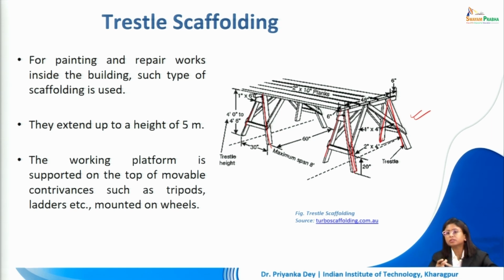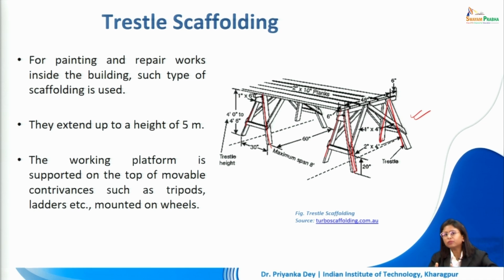Now this is definitely not used for external applications. So if you want to do some repair work or painting or plastering outside or on an external surface, on the external wall of the building, definitely single or double scaffolding or cantilever scaffolding, even suspended scaffolding would be useful in that situation.